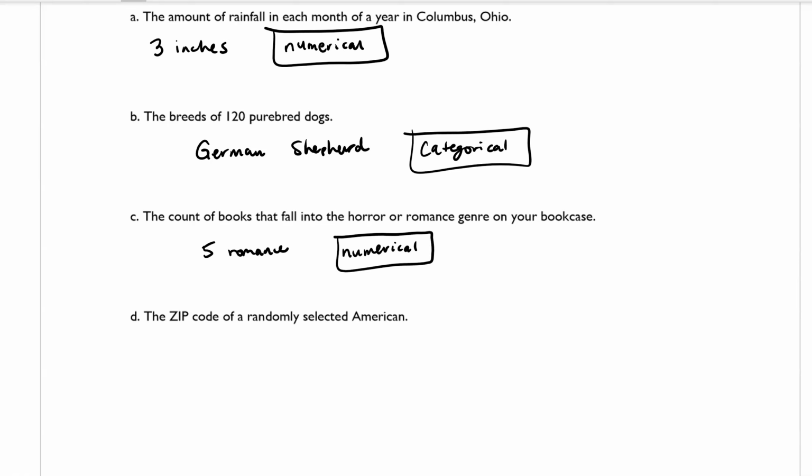Now D is a little bit of a tricky one. D says the zip code of a randomly selected American. So maybe you have 90210. That is in California. It's a zip code, but it is not quantifying anything. It's just serving as a label. So even though it's a number, this is considered a categorical variable. So don't get confused by that one.